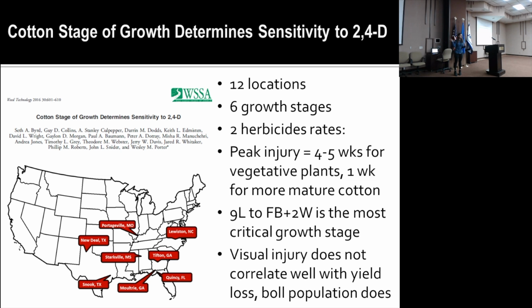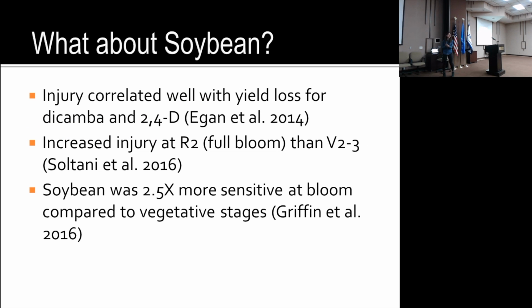And then what I mentioned earlier, visual injury did not correlate well with yield loss. Couldn't find much of a relationship there. What about soybean? I haven't done any work on soybean with dicamba. There's quite a bit of literature out there. Seems that they're finding a better relationship between visual injury and yield loss, but I haven't seen any of that work. And then a similar trend in that around bloom is a very sensitive time if we do have off-target movement.